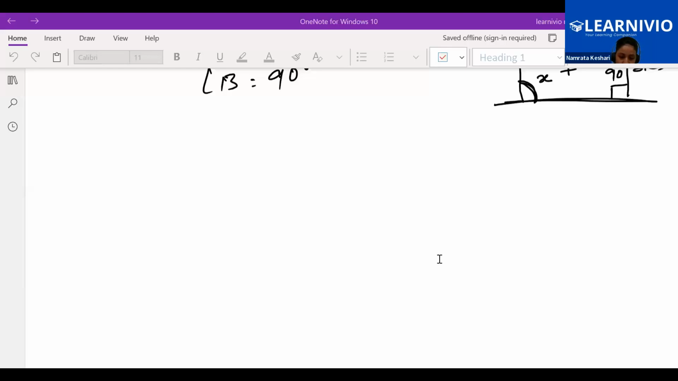Just a second. Okay, is it the ratio of sum of first n terms of an AP? Is it this one? Yes, Harshit, is it this one? Yes, ma'am. Okay, just a minute.